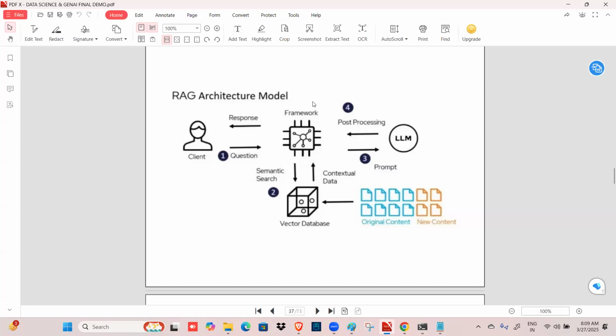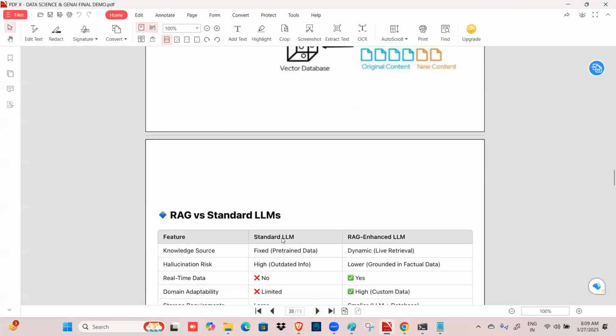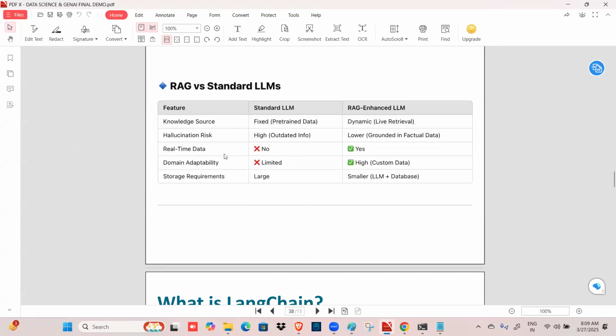Now you see that this is a question. Hi, how are you? Introduce yourself is a question from my side, but this is a prompt to my tool or ChatGPT or LLM model. So this is a prompt. How effectively you are going to write the prompt, that is also more important, like internally, how they are going to work. Now you see that the RAG is dynamic in nature.